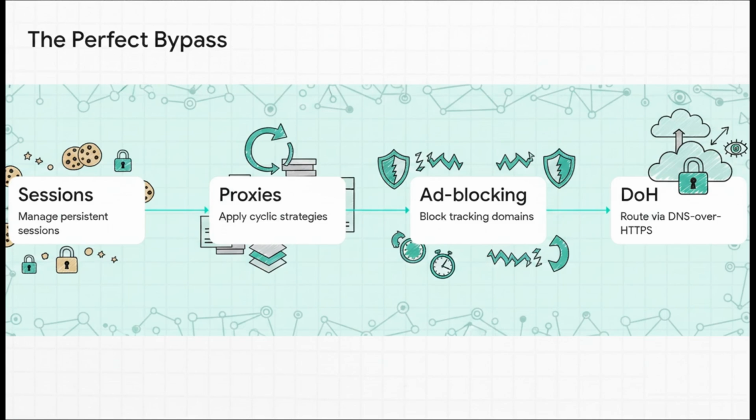Step 1. You manage persistent sessions across requests so your cookies and state look completely natural to the guards. Step 2. Apply built-in cyclic proxy rotation strategies. Step 3. Block the trackers. Scrapling has built-in ad blocking for about 3,500 known tracker domains, which massively speeds up your headless browsing. And Step 4. You route your queries through DNS over HTTPS using Cloudflare's DoH. That completely prevents any of those sneaky DNS leaks when you're using proxies.